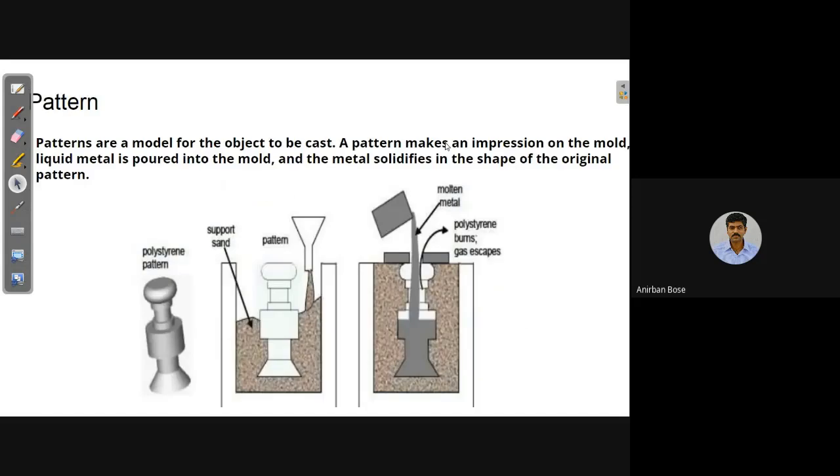Now let us start with the definition of pattern. In the carpentry shop, you have already made a pattern. The pattern is basically the model for the object to be cast. A pattern makes an impression on the mold and the liquid metal is poured into the mold and the metal solidifies in the shape of the original pattern. Finally, that particular cast product is produced. So the pattern is the model of the actual final product after solidification, which is called the cast product, that we want to make of similar shape and size. So this part is what the pattern is.